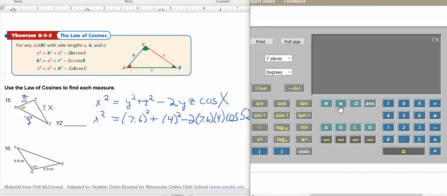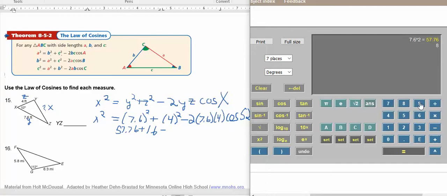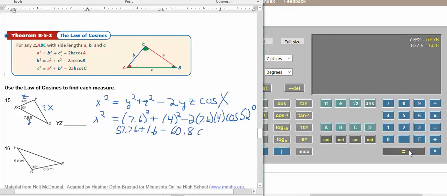7.6 squared, where's the squared button? There it is. Now you could do it step by step. 57.76 plus, I know that's 16, minus, that would be 2 times 4 is 8, so I'd have to go 8 times 7.6 is 60.8 times the cosine of 52. And then you can add this together and subtract this.